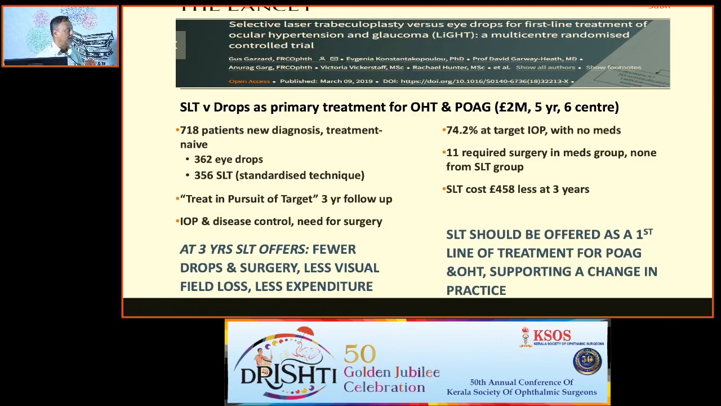And the interesting thing was 72% were at target IOP. It is 11 patients that went in for surgery, all from the medication group, none from the SLT group. And the NIHR model has a lot of cost calculation, and they also found out that it costs, in our terms, 458 pounds less per patient at 3 years.